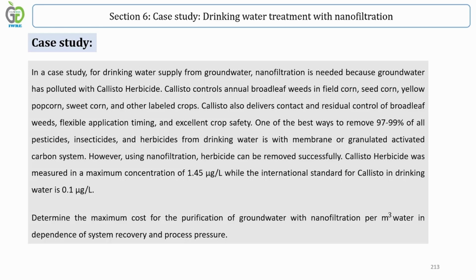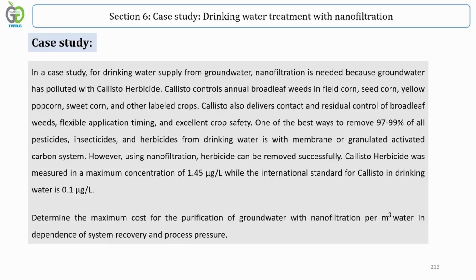One of the best ways to remove 97 to 99% of all pesticides, insecticides, and herbicides from drinking water is with a membrane or granulated activated carbon system. However, using nanofiltration, herbicide can be removed successfully. In this study, Callisto herbicide was measured at a maximum concentration of 1.45 microgram per liter, while the international standard for Callisto in drinking water is 0.1 microgram per liter.